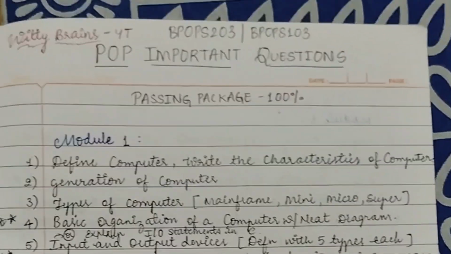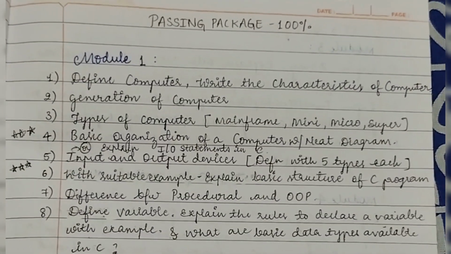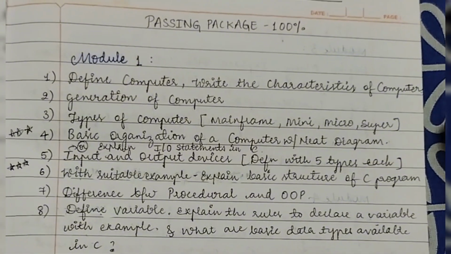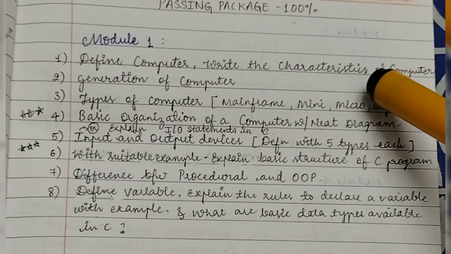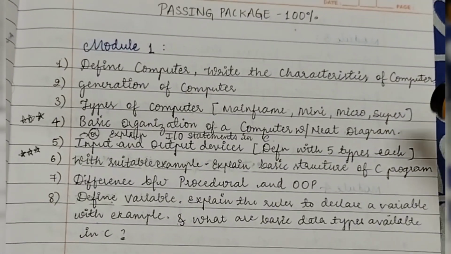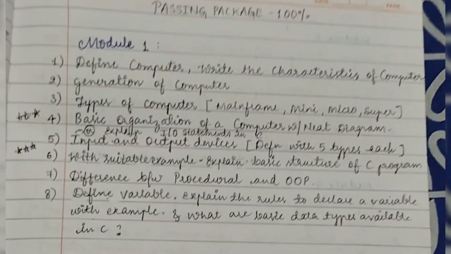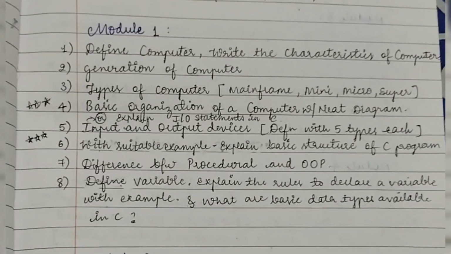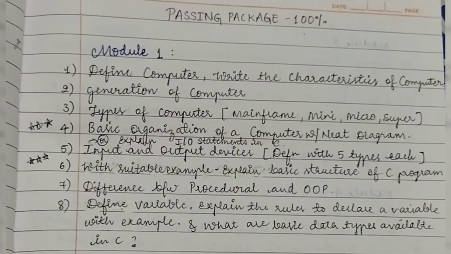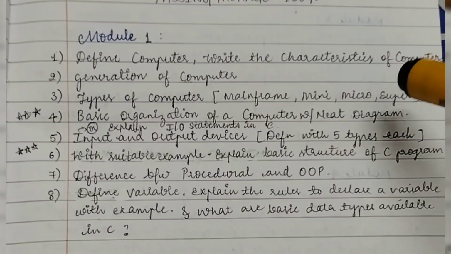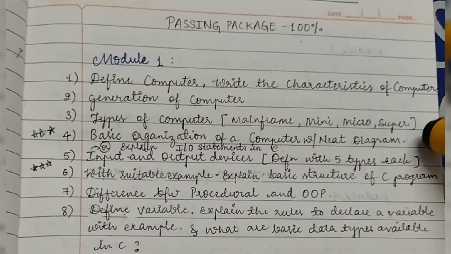Let's start with module 1. First question is define computer and write the characteristics of computer. Second one is generation of computer. Third one is types of computer, and we know that it's mainframe, mini, micro, and super computer. Then fourth question is basic organization of a computer with neat diagram. So this is a very important question which is repeated so many times.